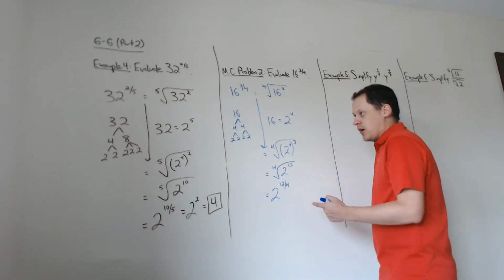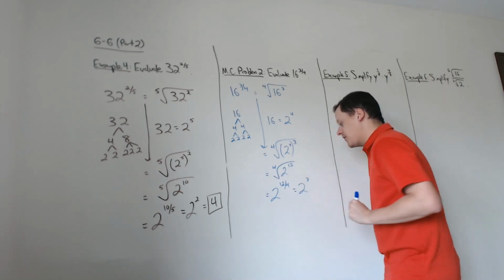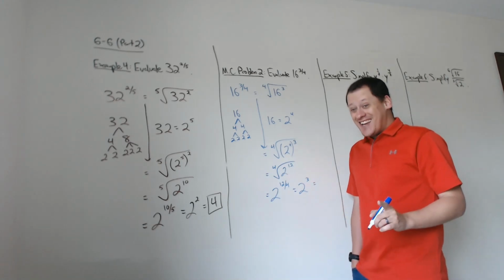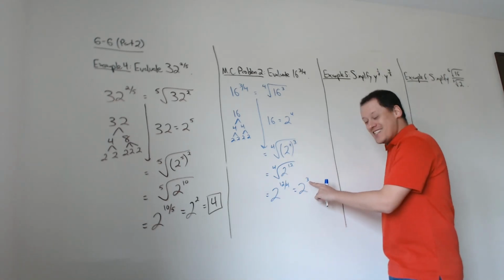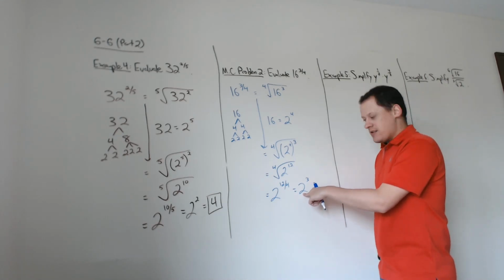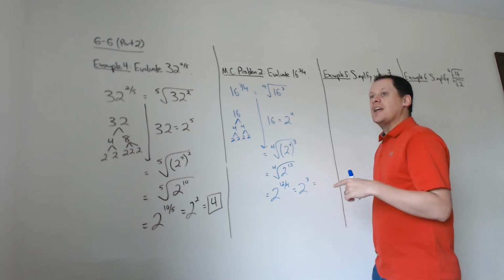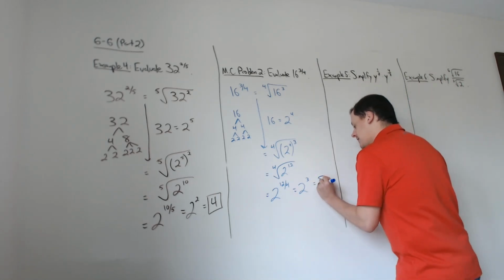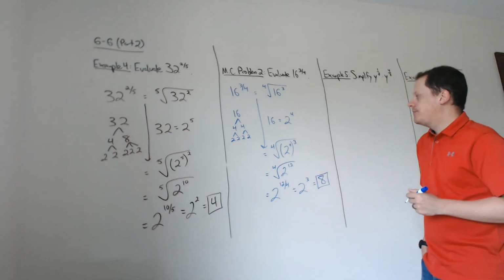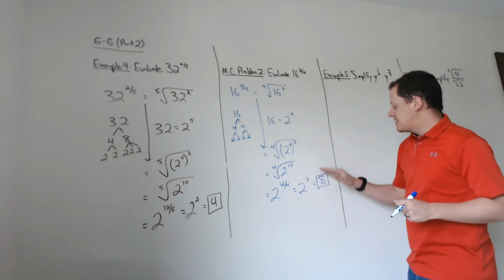How many times does 4 go into 12? 3. So this is 2 to the 3rd power. That is not 6. Please don't make this 2 times 3. That's not what this is saying. This is saying multiply 2 by itself 3 times. So this is 2 times 2 times 2. That's 4 times 2, which is 8. Okay. So it turns out 16 to the 3/4 power is the same thing as 8.